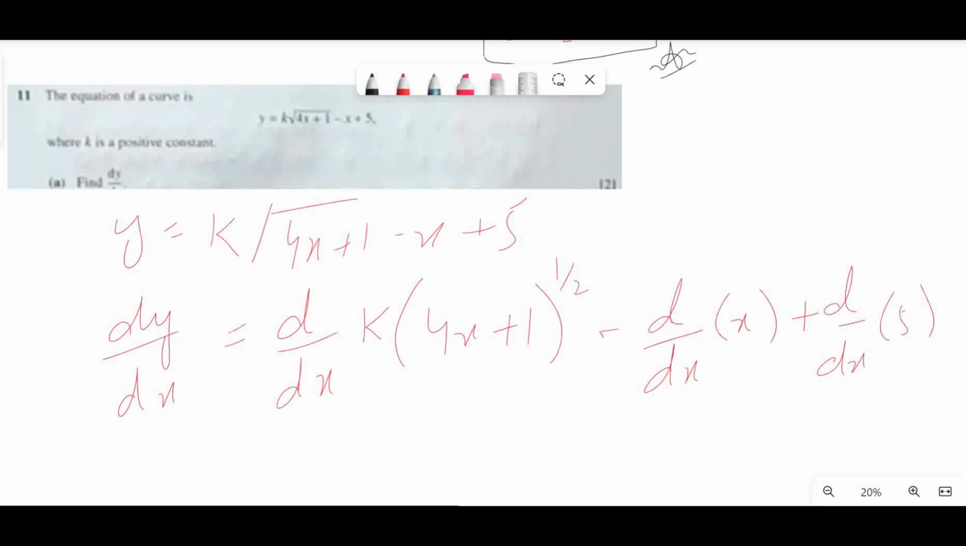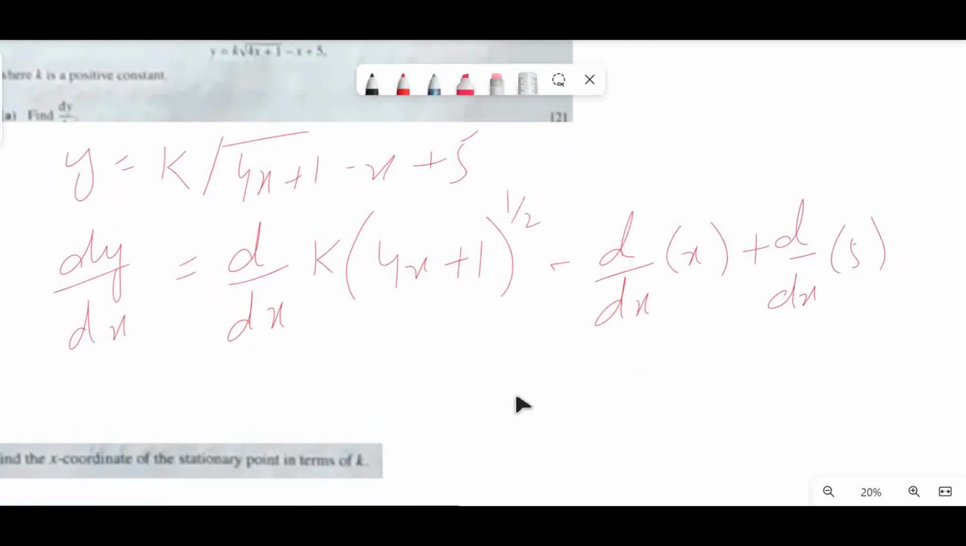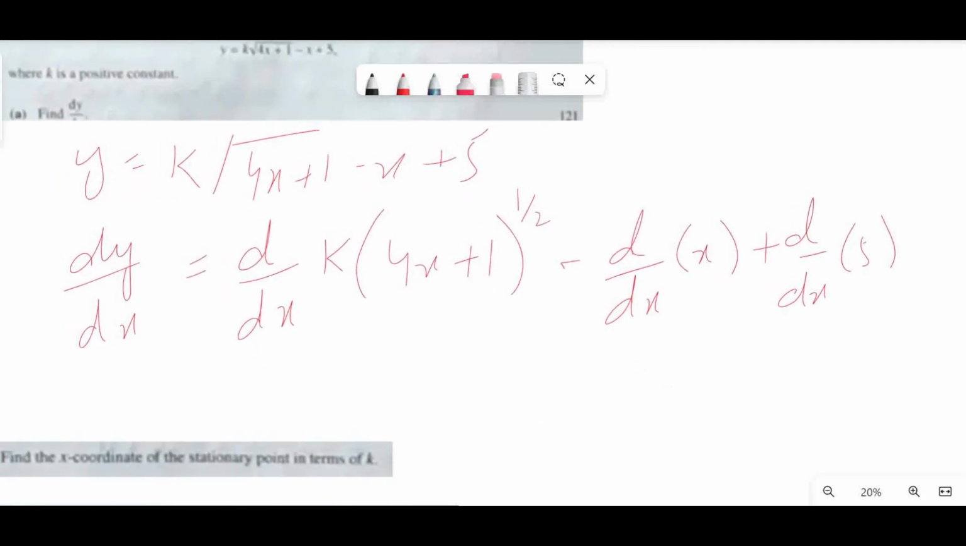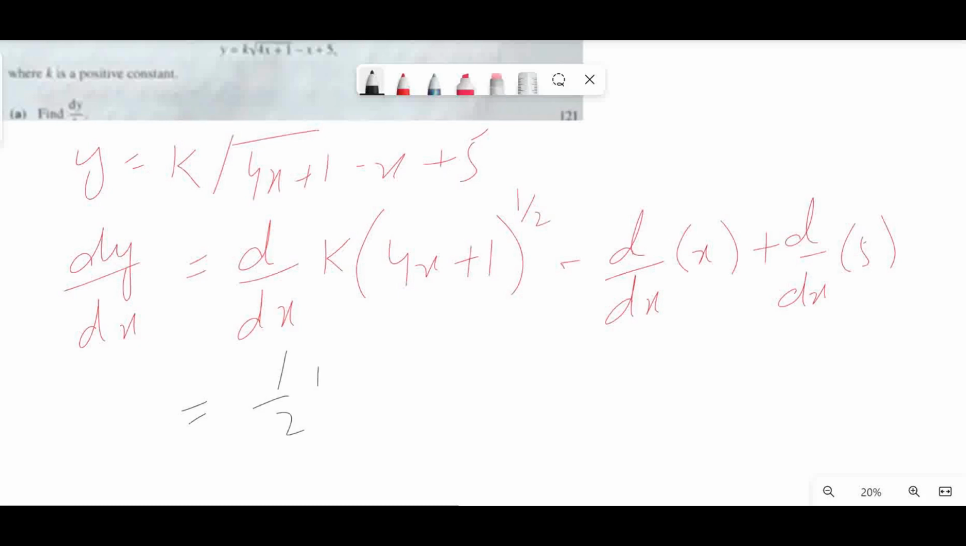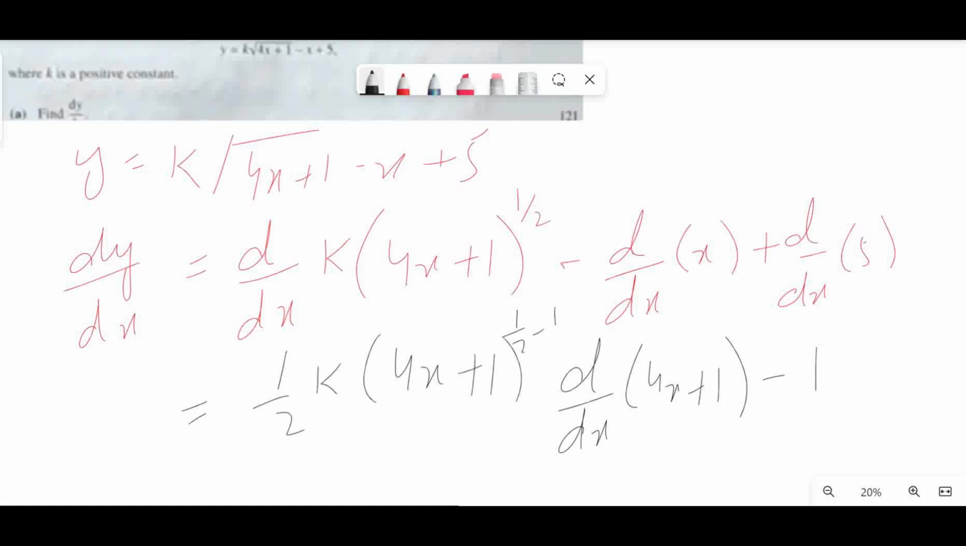Now finally, if we simplify it, here we can use the power rule. So this will be 1 by 2 k into (4x plus 1) whole power 1 by 2 minus 1 into the internal derivative of 4x plus 1. Then d by dx of this will be equal to minus 1, and the derivative of a constant number will be equal to 0.